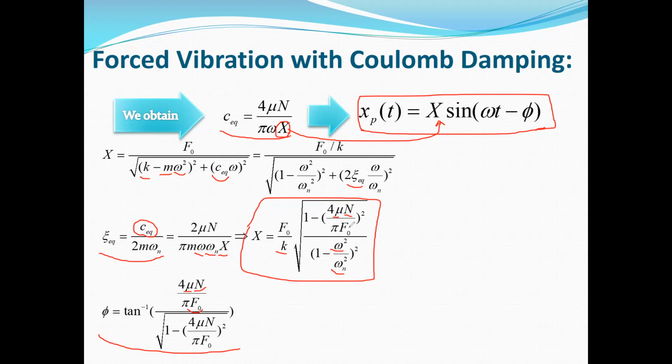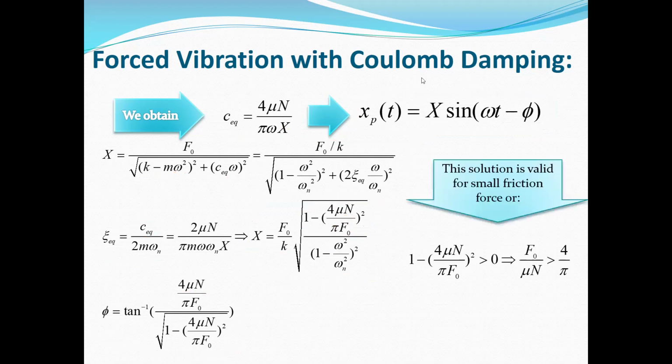And here you can see in this phrase, this term must be positive to have a real value for the amplitude. What does it mean? It means 1 minus this parenthesis squared must be positive. And from here, we can find a relation between mu N, which is the friction force, and F naught, which is the amplitude of the external force. So from this term, we can conclude this solution is valid only for small friction force, when F naught divided by mu N must be more than 4 divided by pi.